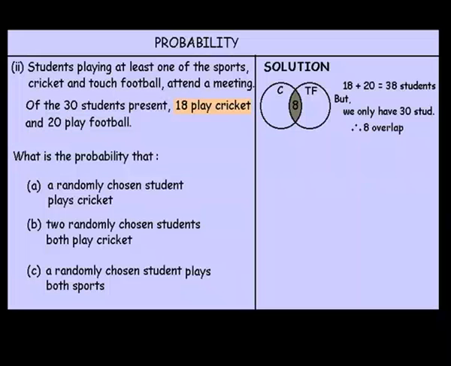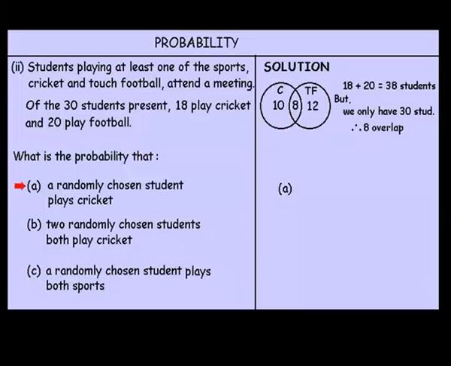Very good. Now let's try to fill in the rest of what's called this Venn diagram. We're told that 18 play cricket, so in our cricket circle we need 18. Well, we've already got 8 in there, so we need another 10. So together, 18 are in that cricket circle. Now 20 play touch football. Looking at that circle, we need another 12, to make 8 and 12 together make the 20 playing touch football.